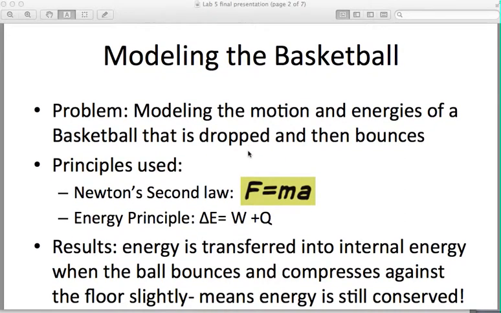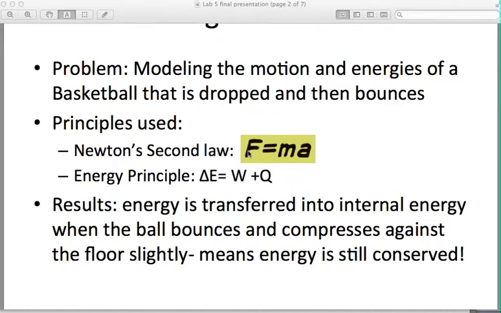And then the principles that I used were Newton's second law, specifically force equals mass times acceleration. This was used to model the motion and find the velocity later on in the code. And then the other principle used was the energy principle, specifically delta E equals delta W plus delta Q, which is the internal energy. And so this had to be found for when the ball hits the ground. So the final result was that energy is transferred into internal energy when the ball bounces and compresses against the floor slightly, meaning energy is still conserved.